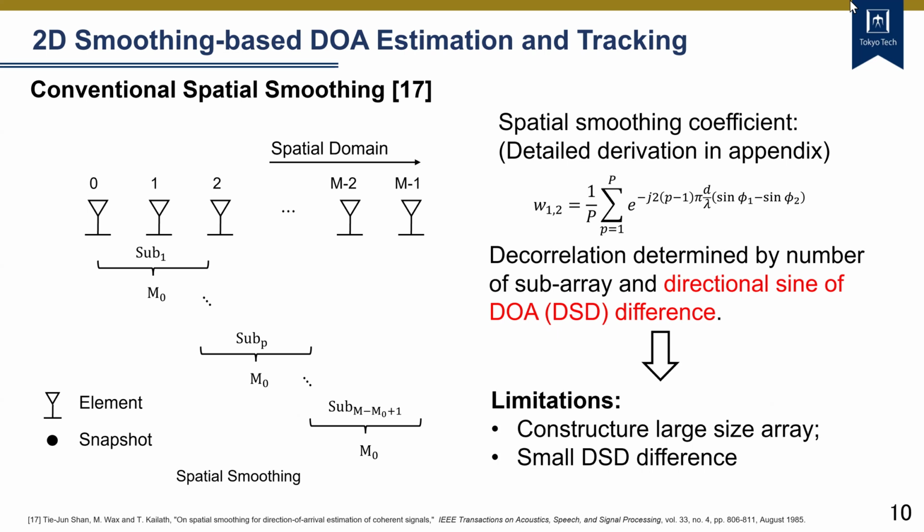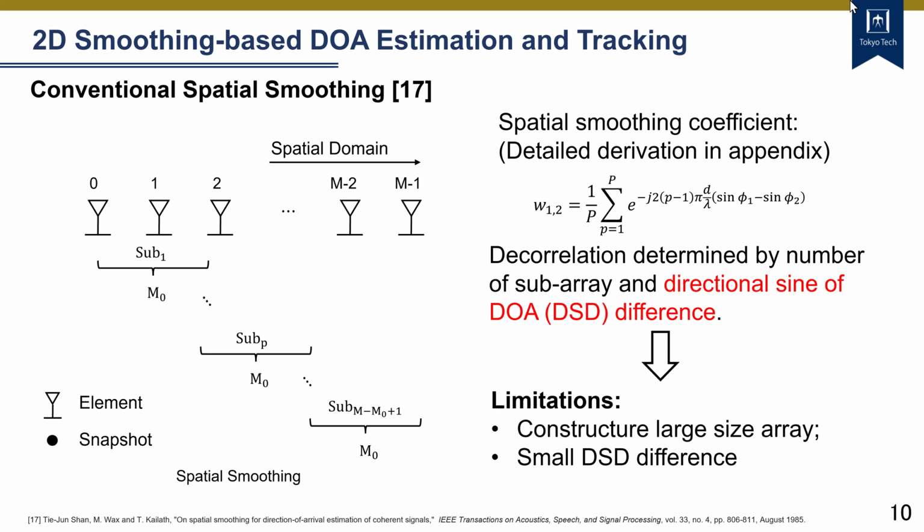So this technique can somehow decorrelate the coherence, but it relies on two characteristics. One is the number of the subarrays. If the number of the subarrays is huge, then we can get perfect decorrelation performance. But in practice, it's hard to construct a large array due to the financial cost. And another characteristic is relying on the directional sine of the DOA difference, which is related here. So if these values are very small between the two paths, then this coefficient is also very small, which means the decorrelation performance is limited.